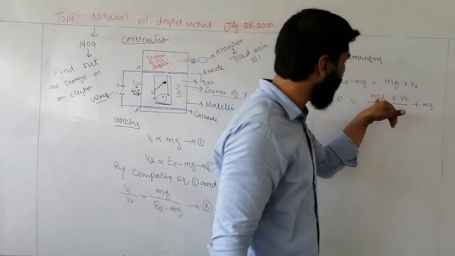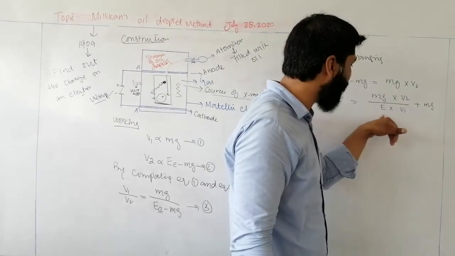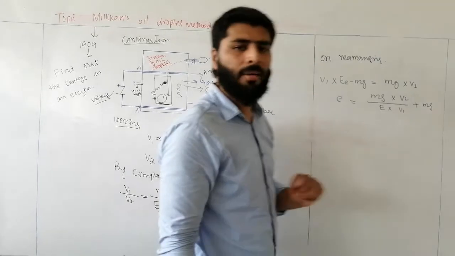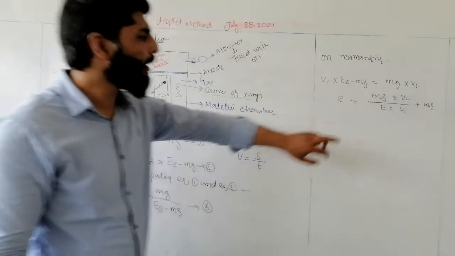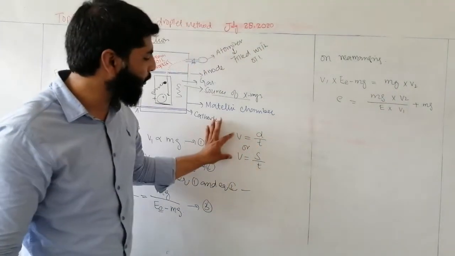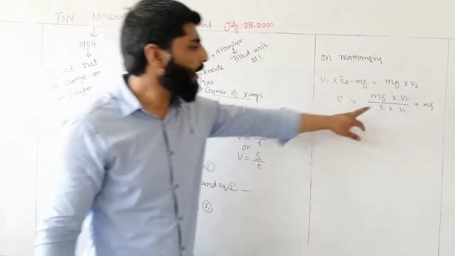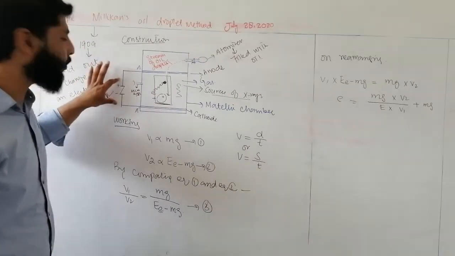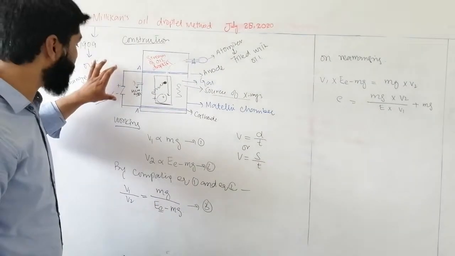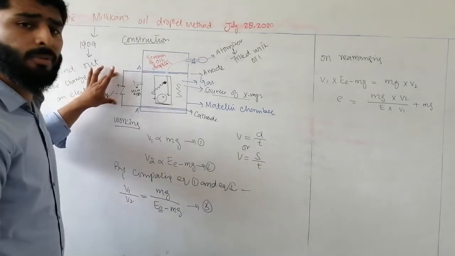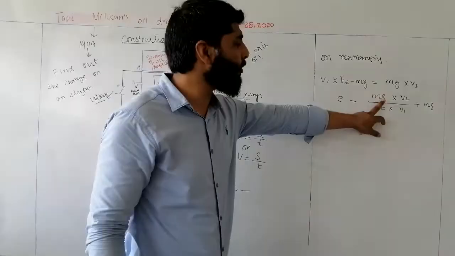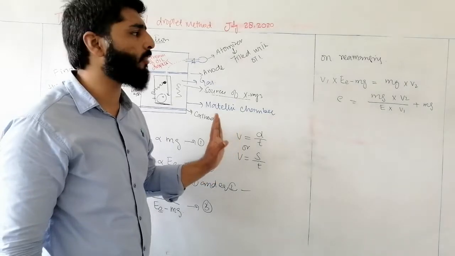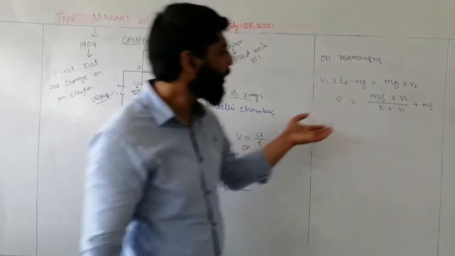E is equal to mg multiplied by v2 divided by E multiplied by v1 plus mg. Students, v1 and v2 were calculated by this method. E is the strength of applied electric field, which is known to us as we are applying this voltage. So the strength of E will be known to us. And g is the acceleration due to gravity. It is a constant parameter having the value of 9.8 meters per second square.